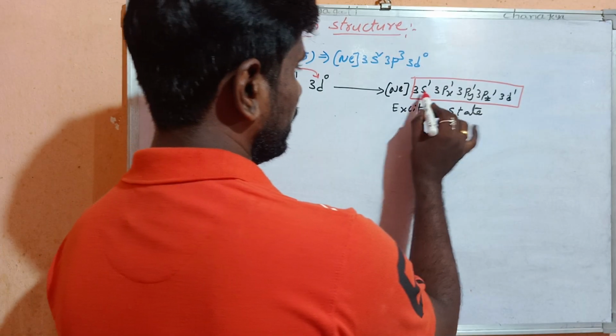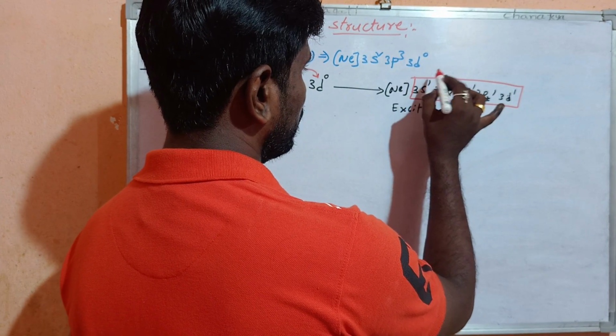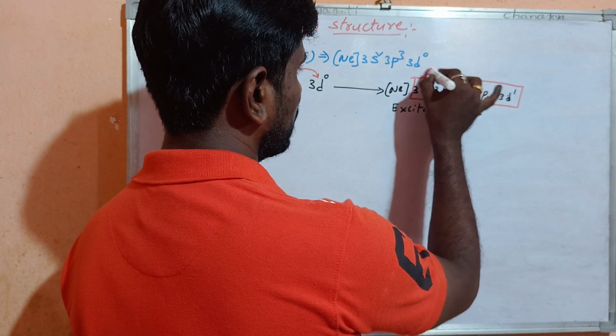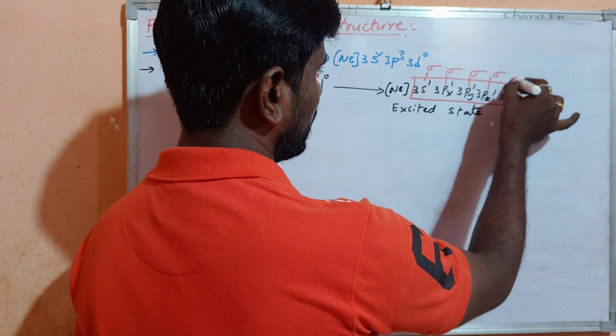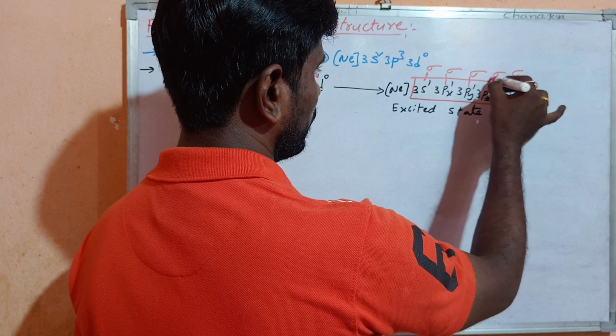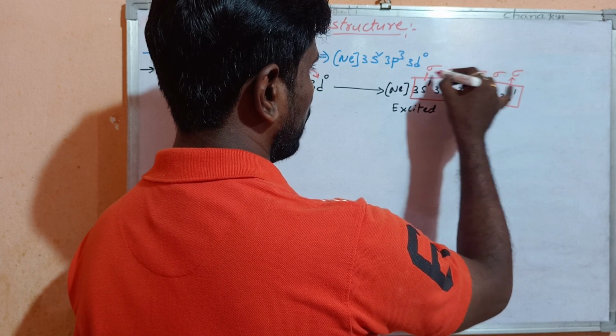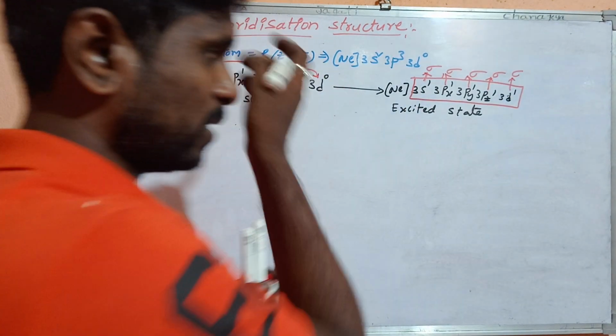These five unpaired orbitals participate in sigma bonds. That's why these five orbitals are involved in hybridization.